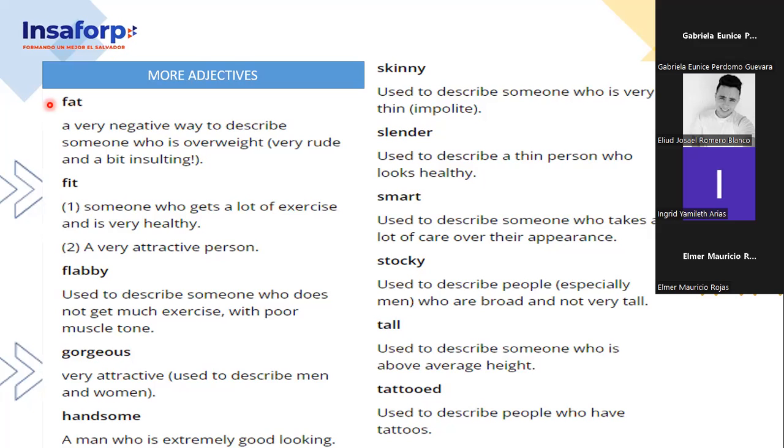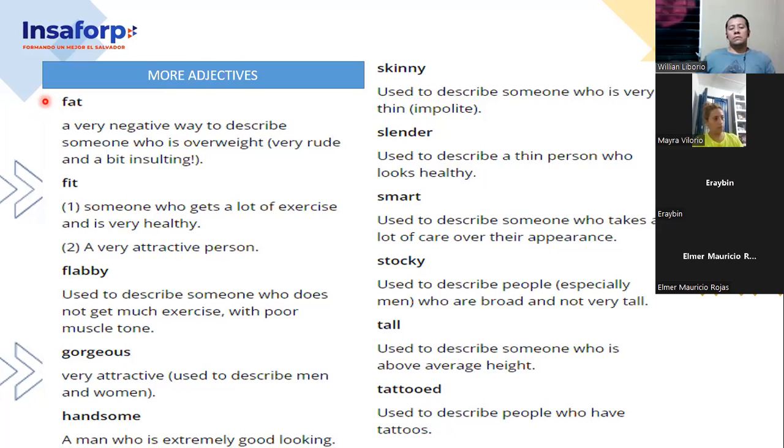Okay, entonces estamos en fat. Yes, we are there. A very negative way to describe someone who is overweight, very rude, and a bit insulting. That's what I was saying before. Eso es lo que les estaba diciendo algunos anteriormente. This is a very negative way of describing someone, very rude and very insulting. But still, it's necessary for you to know, like, that's the real thing.